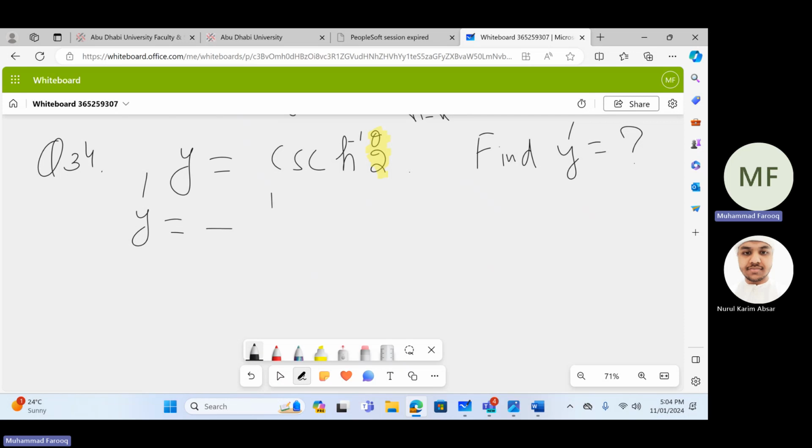1 over the absolute value of u, and my u is 2 power theta. Next, please, times 1 over the square root of 1 plus u square. 1 plus u square means 2 power theta, squared, and times the derivative.